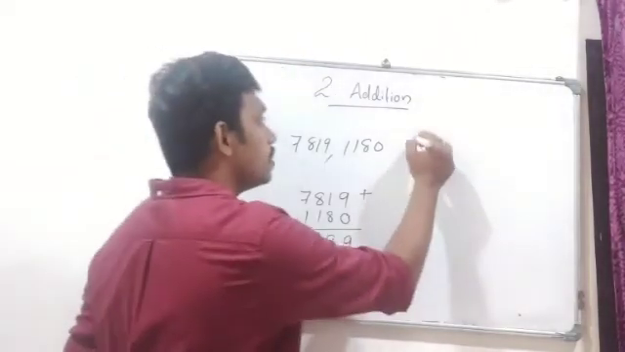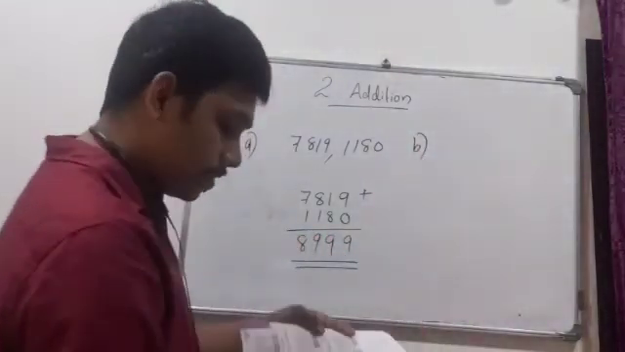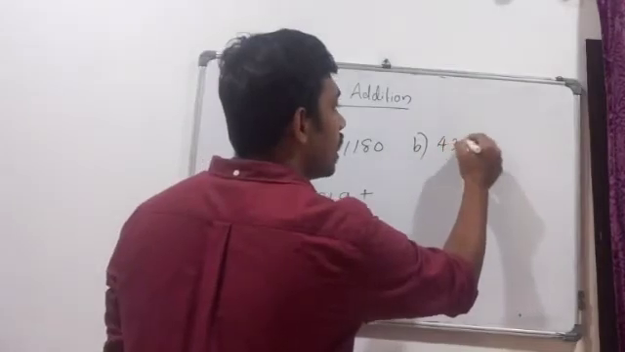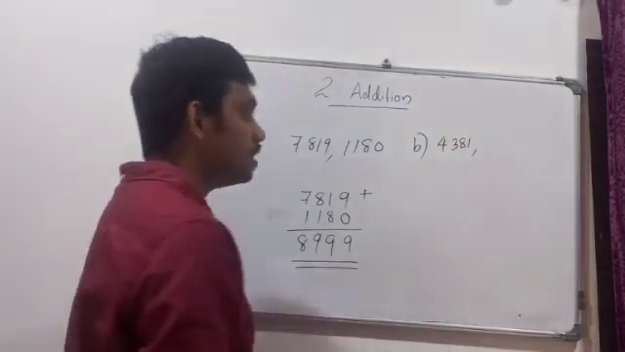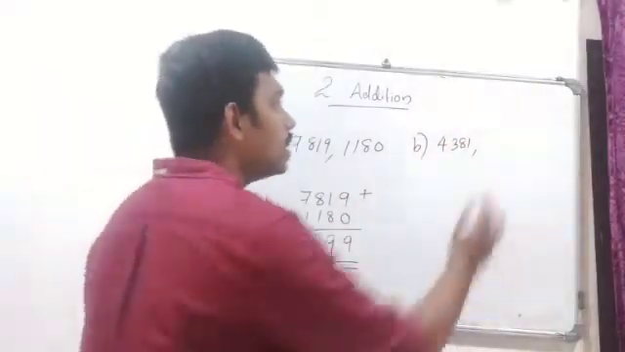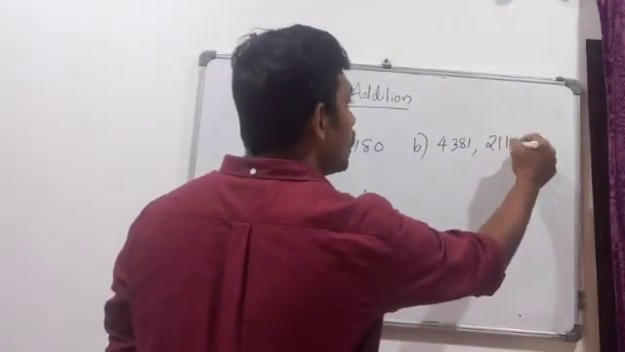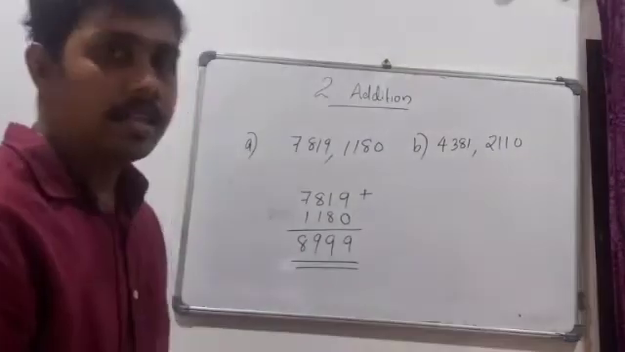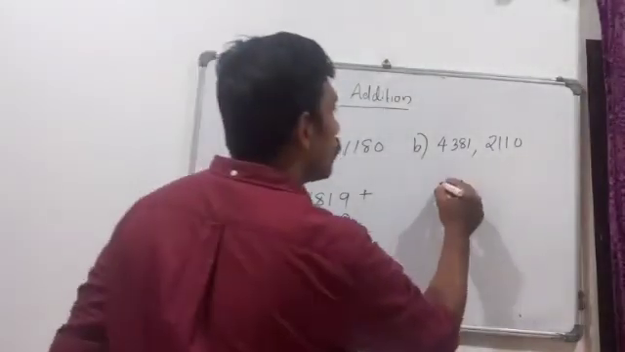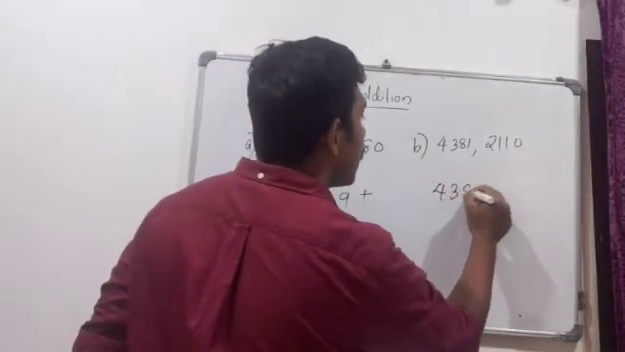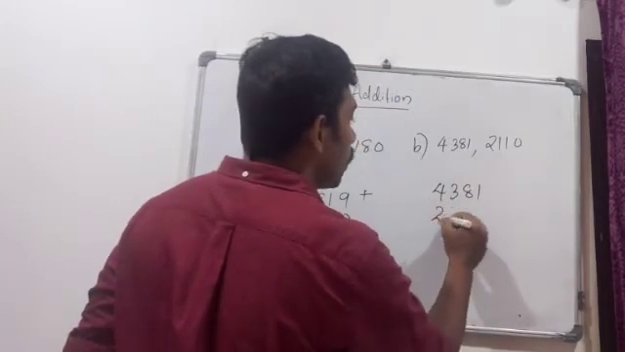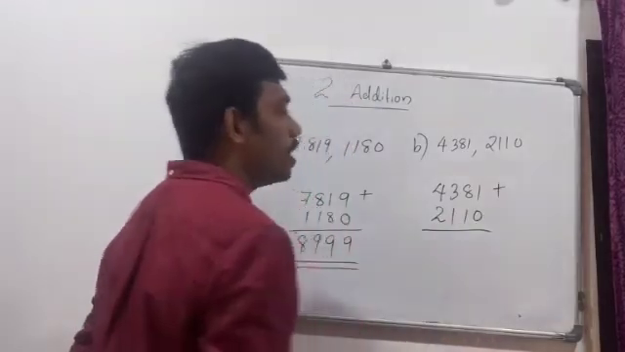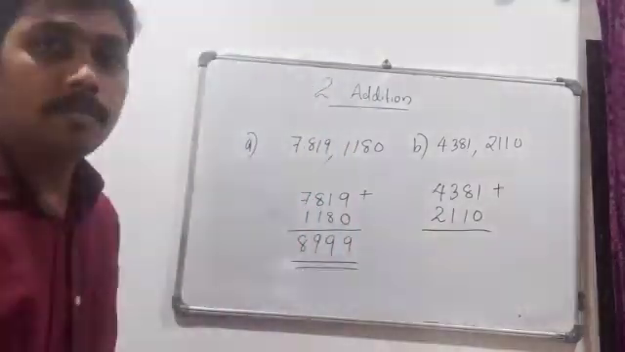And the next question is 4,381 and 2,110. First we have to arrange the numbers column-wise. So 4,381 and 2,110. Okay, so now let's add the digits in each place.